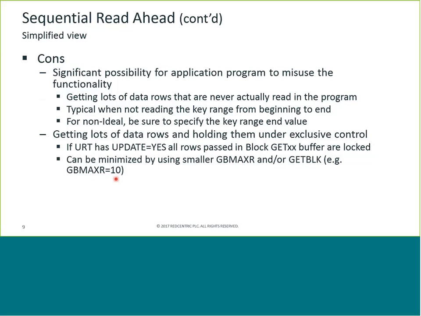Now, of course, if this is a monthly archiving program that runs on a Sunday night when no one else is using it, it might be appropriate for you to have update equals yes and GBMaxR 255. I don't care if it's locking 1,000 rows at a time, because it's at a time when no one else wants to read those rows. But if you're doing it on an application that's running concurrently with other applications that want to access this table, then typically you want GBMaxR equals 10 or something appropriate like that.